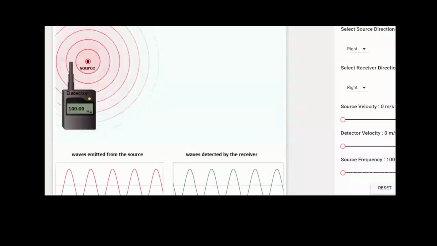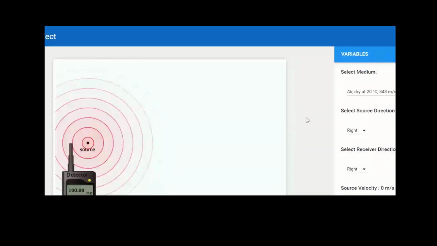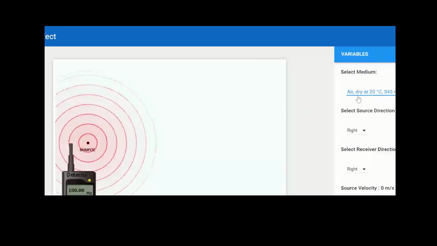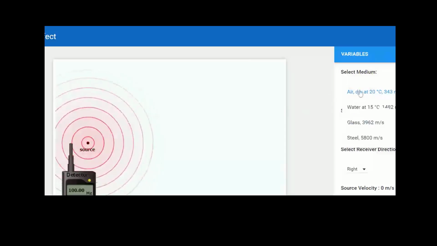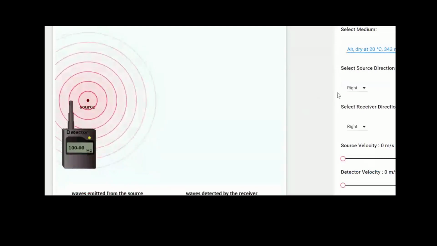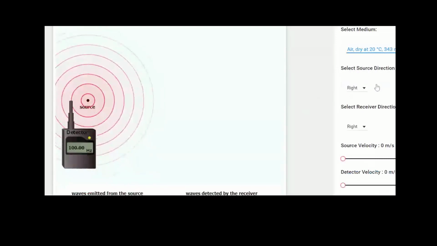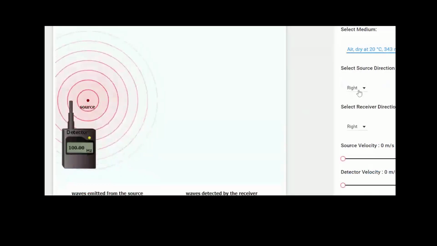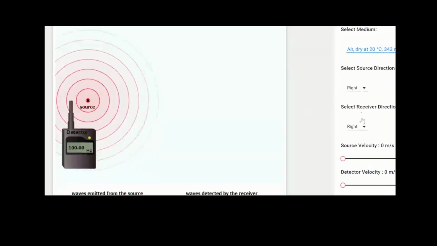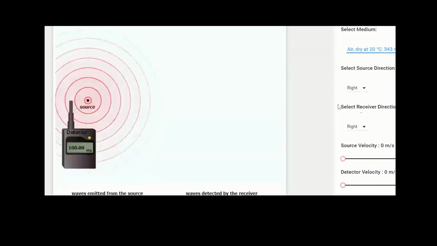So we will see what effect they will have. You can select the medium also, the water medium or the glass medium, different media that you can select when you want to observe this Doppler effect. You can also select the source direction. That means the source is moving in the right direction when you give its velocity, and the receiver can also move in the left or right direction.